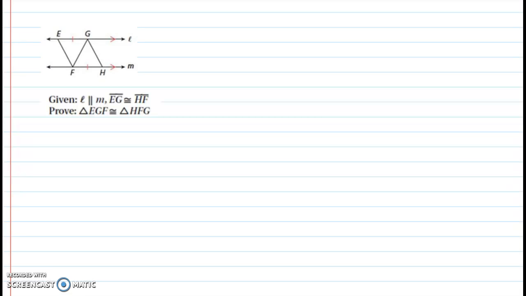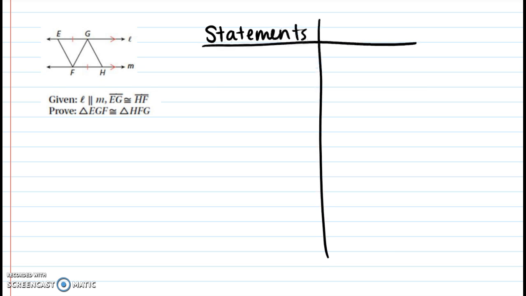Alright, in this video I'm going to show you a proof, and in that proof we're actually going to end up using side, angle, side to show our triangle congruence. And so the very first thing that I always do when I'm starting my proof is create my two columns, so statements on the left side, and then my reasons on the right.